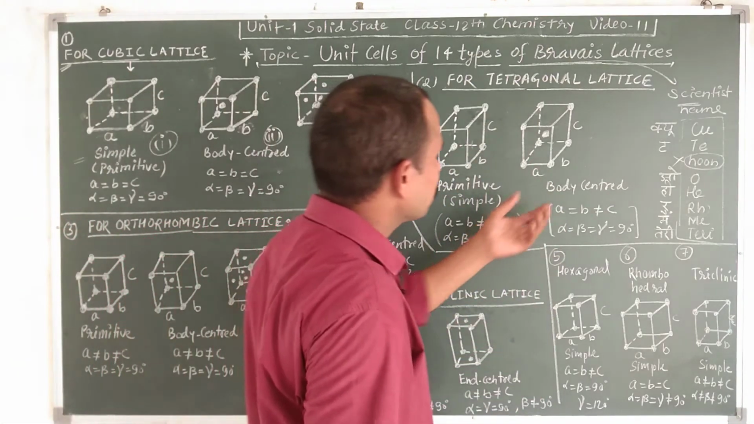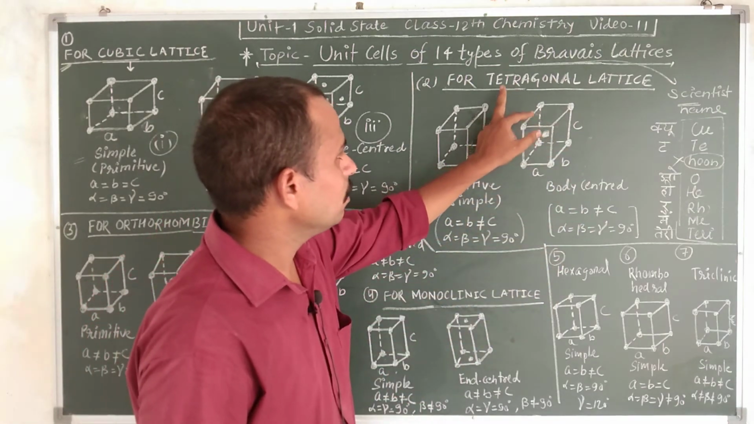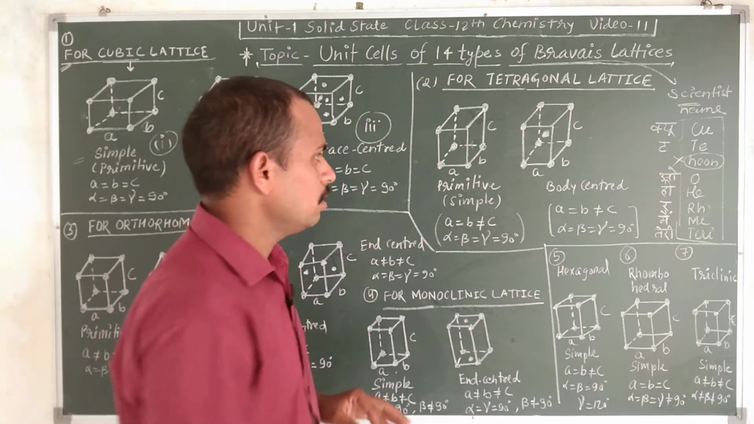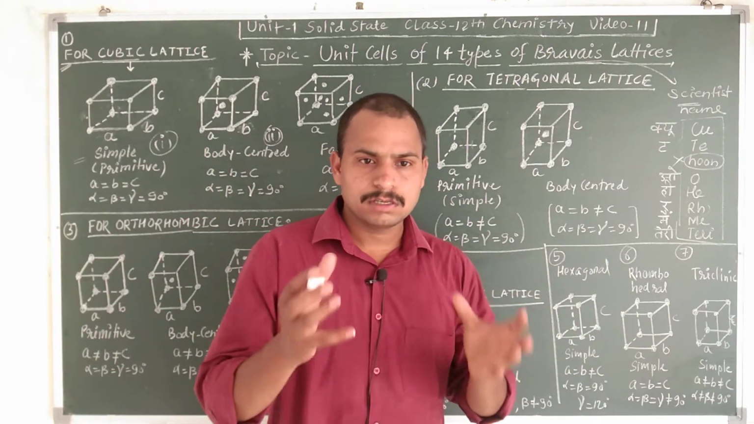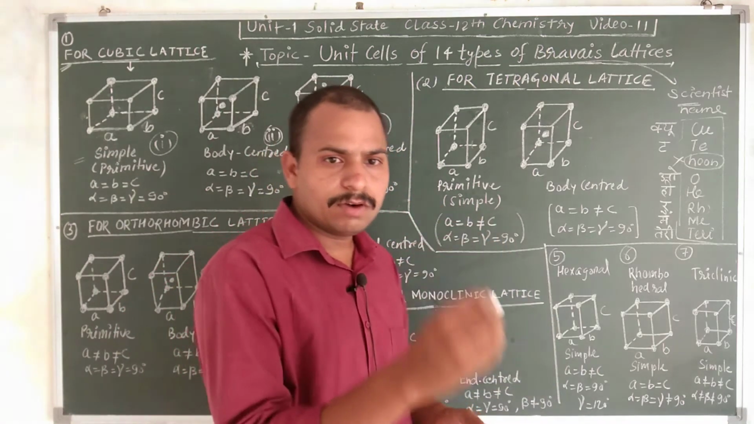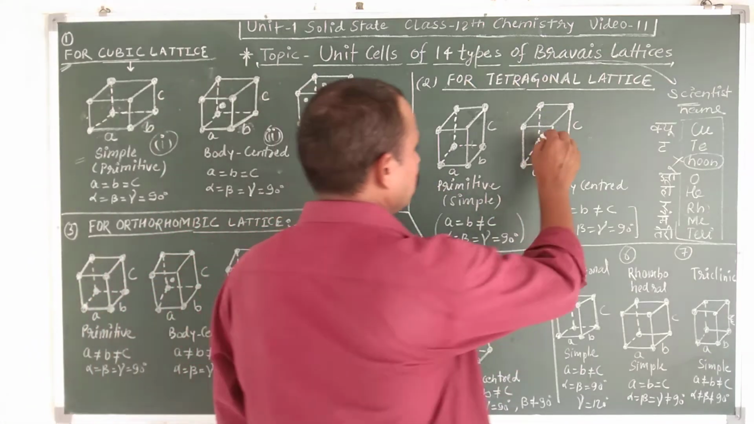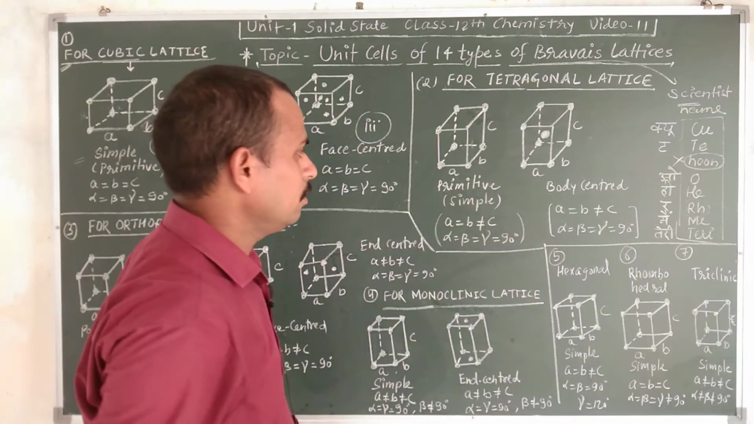Now further we discuss body centered. There are two variations under tetragonal lattice. One is simple and the second one is body centered. Body centered is that unit cell in which constituent particles are present at corners as well as one molecule or atom present in the body. This is a particle present inside the body.